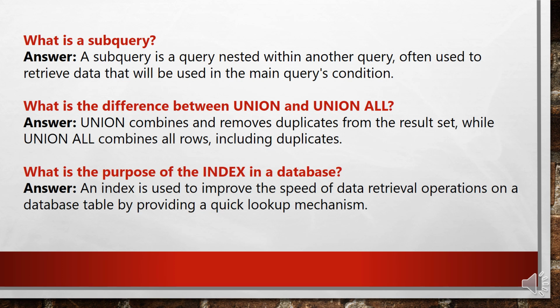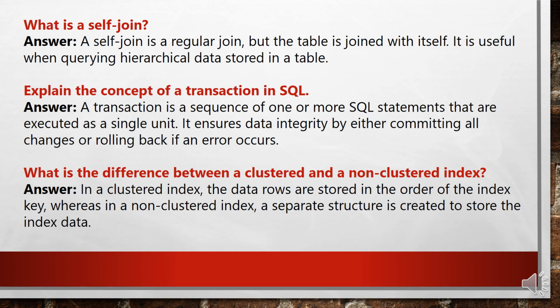What is the difference between union and union all? Union combines and removes duplicate from the result set, while union all combines all rows including duplicates. What is the purpose of index in a database? An index is used to improve the speed of data retrieval operations on a database by providing a quick lookup mechanism.